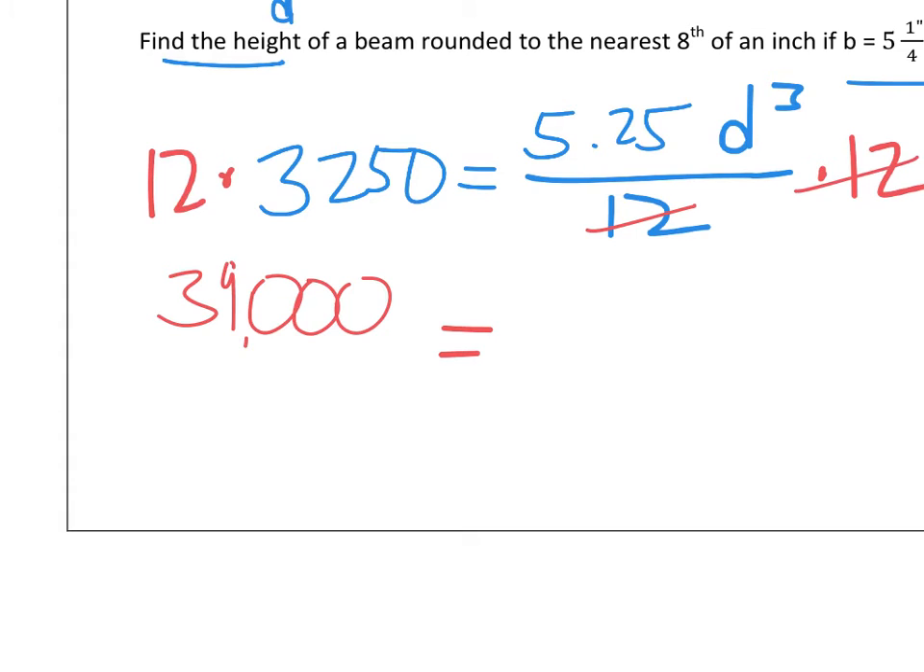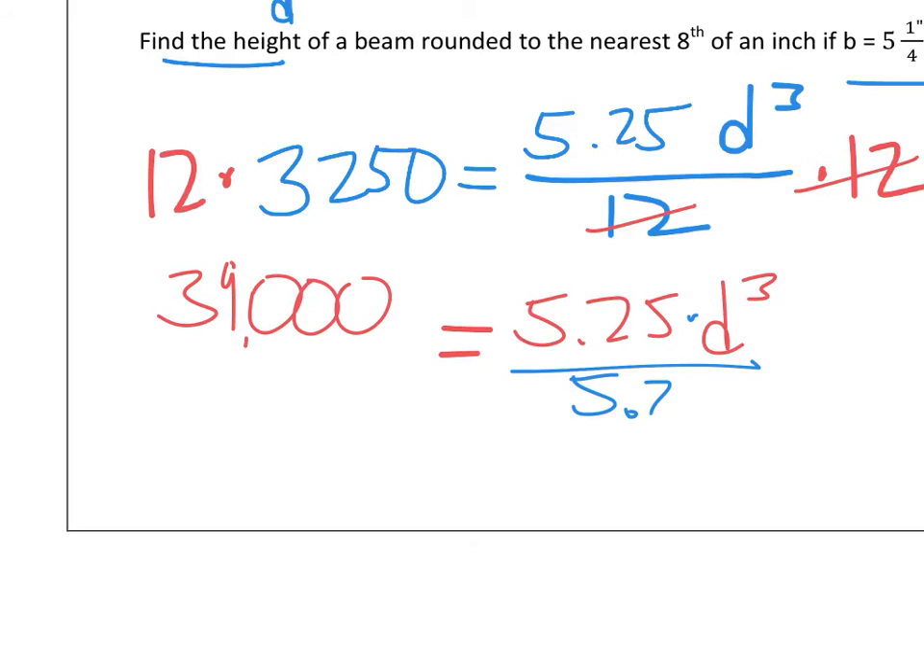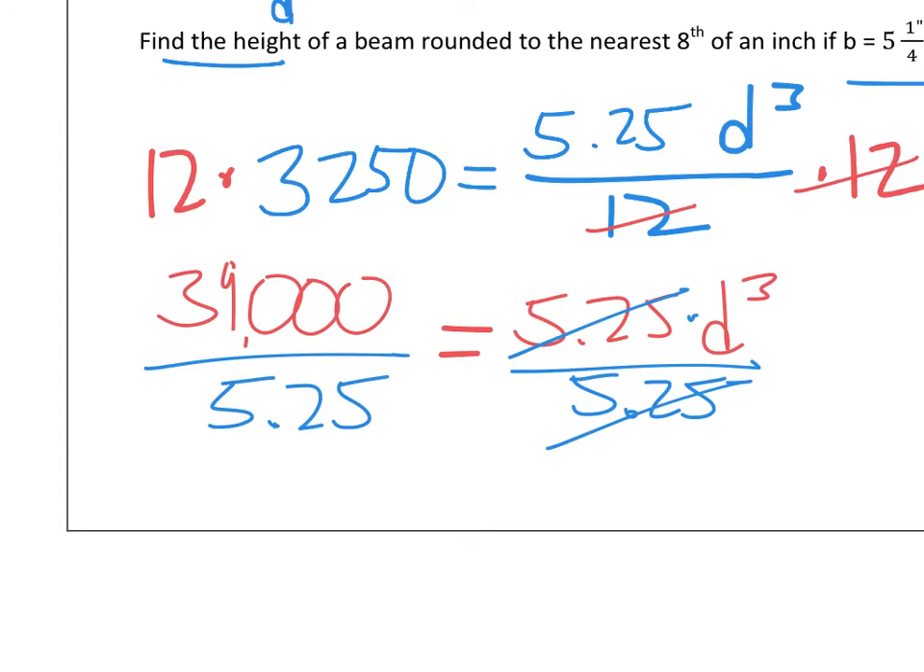And multiplying is the opposite of dividing. That's gone. So 5.25 times d cubed. Copy it all down. Now we've got to divide by this because this is being multiplied. So let's get rid of that 5.25. The opposite of multiplying is dividing. We always do the opposite. Makes sense? We divide there, and that's going to leave us with d cubed. Let's go see what that is.